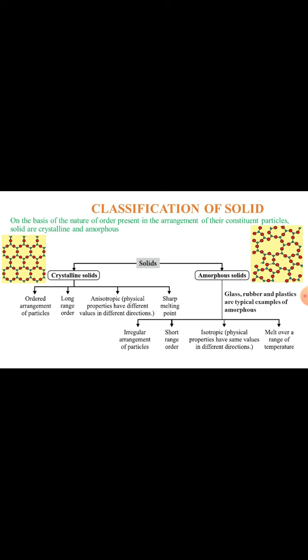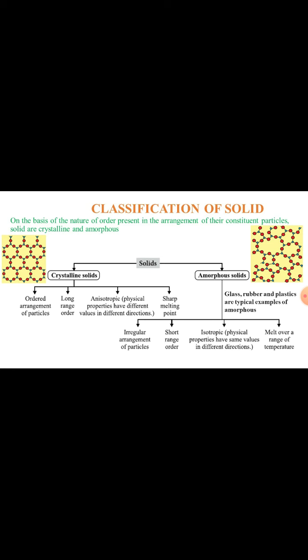Just like we took the example of plastics. When we heat the plastic, first of all plastic becomes soft and then starts melting. That's why amorphous solids do not have a sharp melting point.